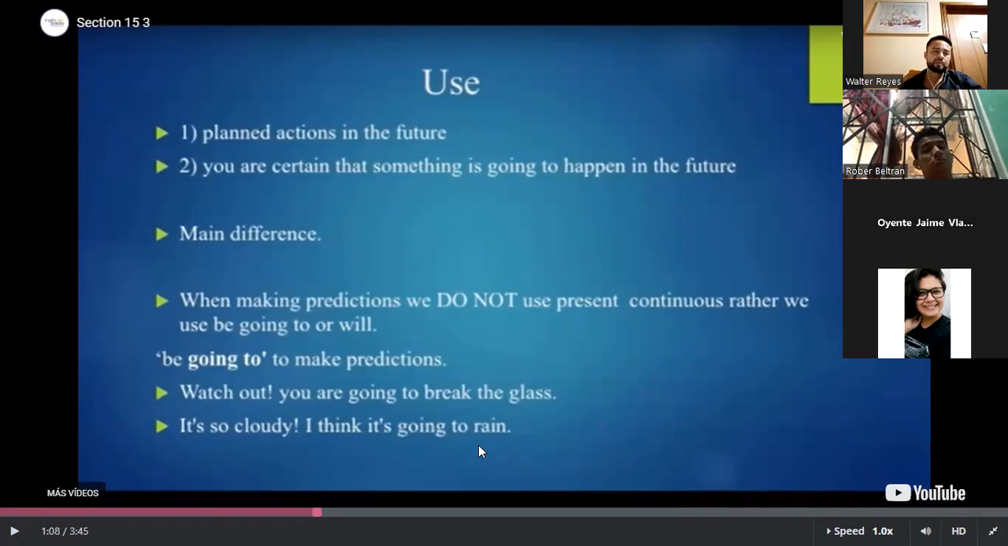You're going to break the glass. It's so cloudy.